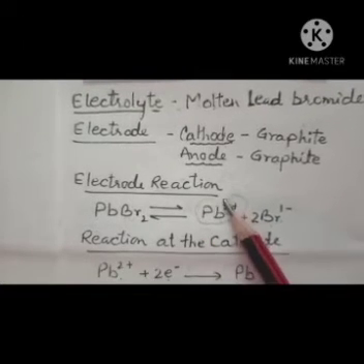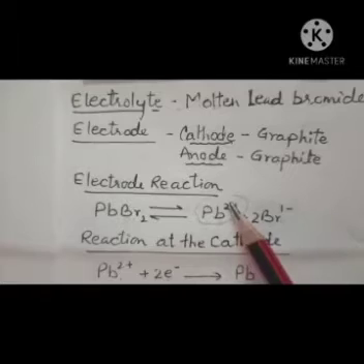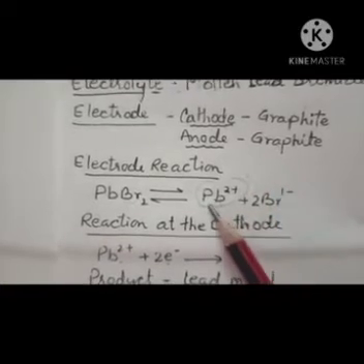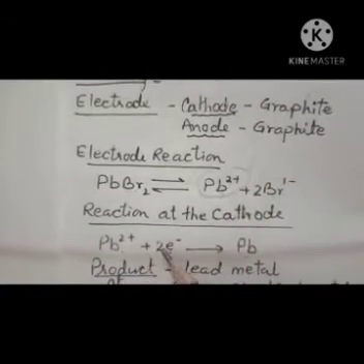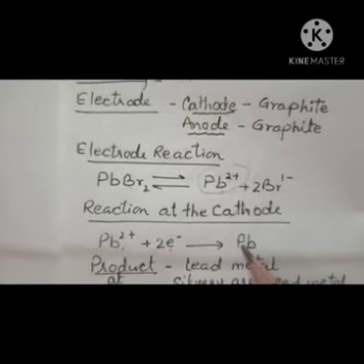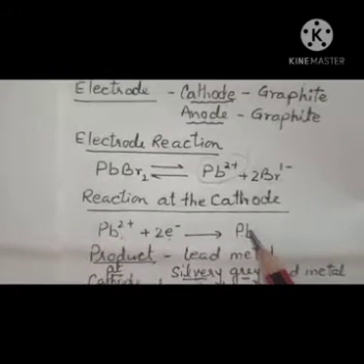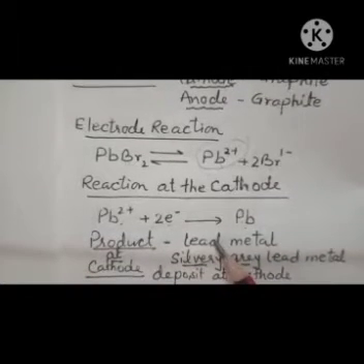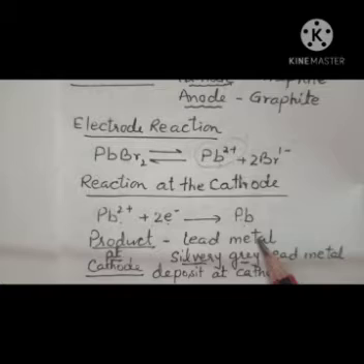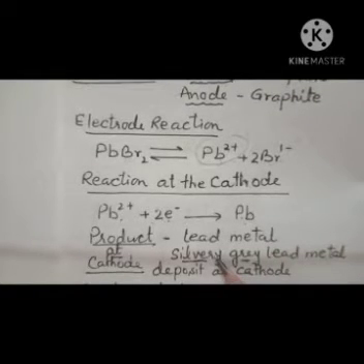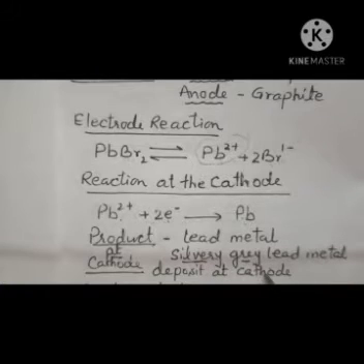These lead ions migrate towards the cathode, right? And they are discharged there as neutral atoms. And how are they discharged as neutral atoms? By gaining 2 electrons. What is the reaction at the cathode? Pb2+ gains 2 electrons to convert into a lead atom. And these lead atoms are deposited on the cathode. So what is the product at the cathode? Lead metal is deposited at the cathode. Sometimes a question may ask, what do you observe at the cathode during electrolysis of fused lead bromide? That is, silvery grey lead metal is deposited at the cathode.